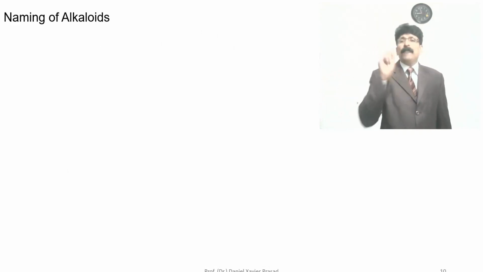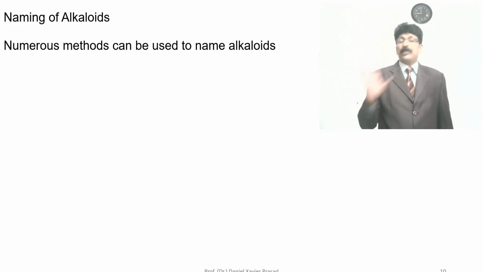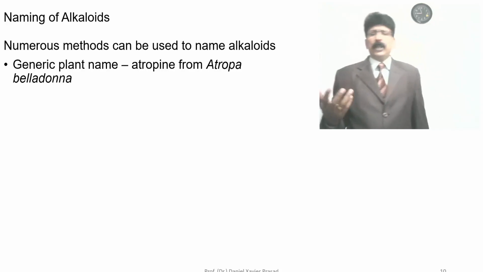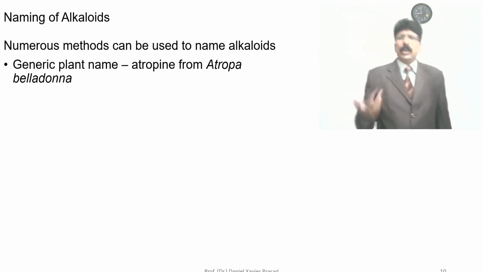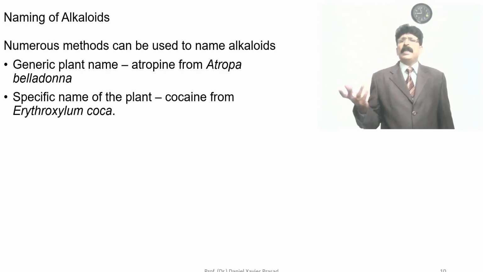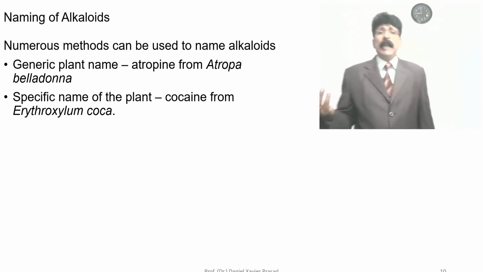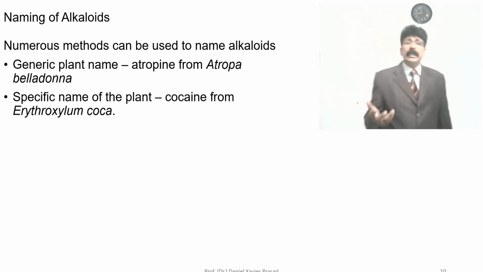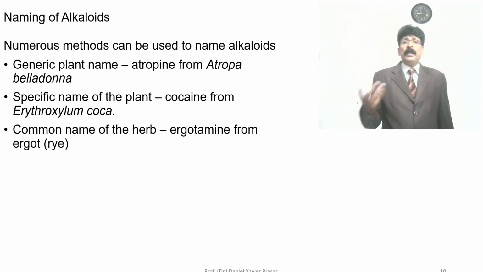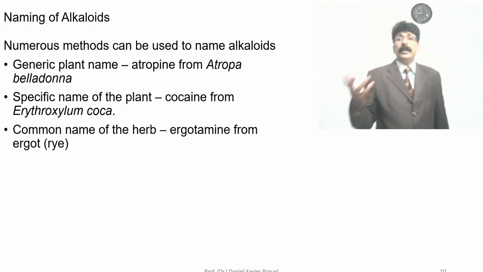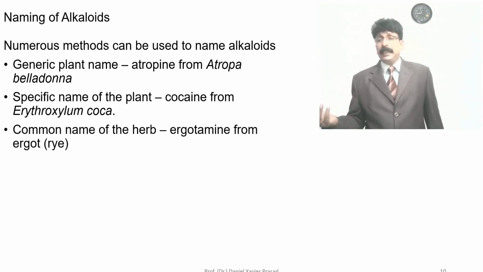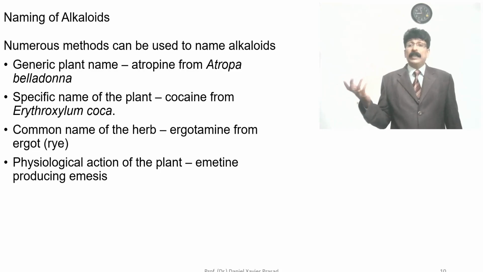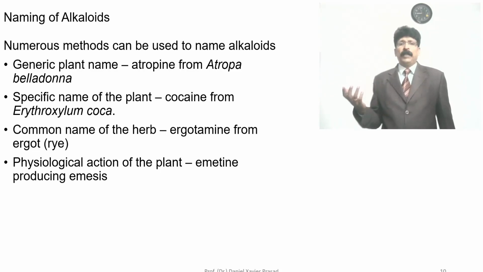Regarding the naming of alkaloids, you should know some of the names, not all. Numerous methods can be used for naming alkaloids. You can see the generic name, like Atropa, meaning atropine, a tropane alkaloid, from Atropa belladonna. From the name itself, atropine is present in Atropa belladonna. By species name, cocaine is present in Erythroxylum coca. By common herb name, ergotamine, an abortifacient agent present in ergot, is even a drug of choice for migraine, and it is from the ergot plant.